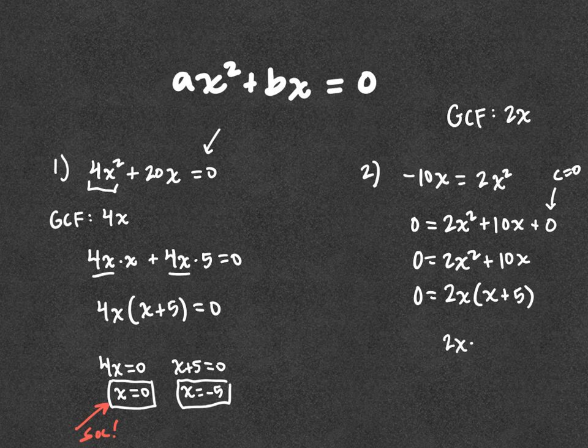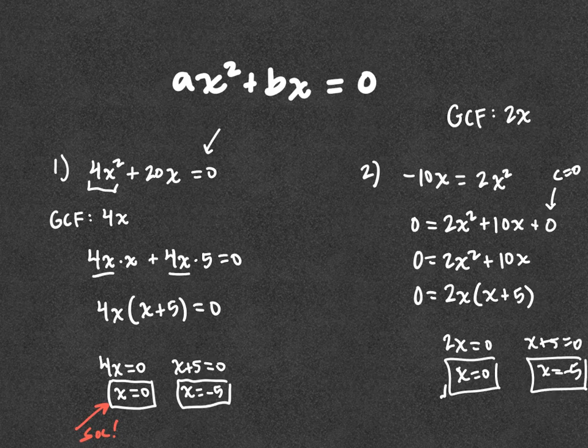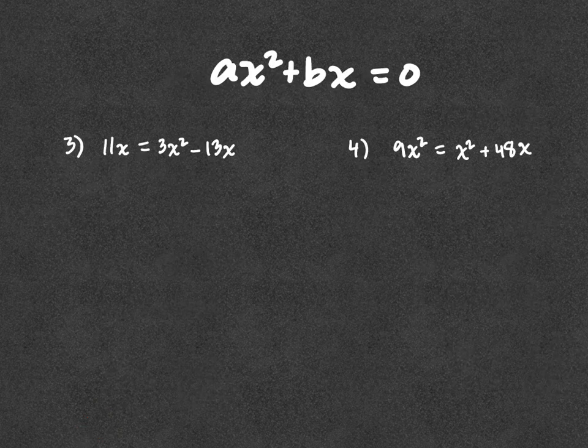So 2x equals 0, which means that x would equal 0. That kind of just shows what we already knew, that 0 is going to be a solution. And x plus 5 equal to 0, which means that x would also equal negative 5. There are our two solutions to the equation. I promise on the next slide I'll do a couple of examples where the two answers are not 0 and negative 5. So let's move on to a couple more.